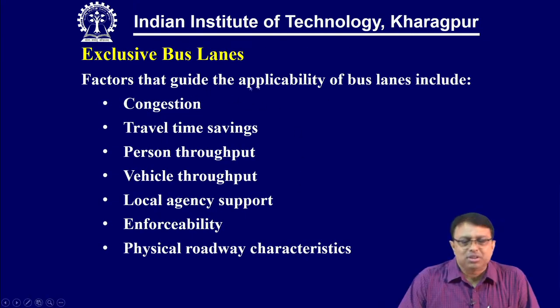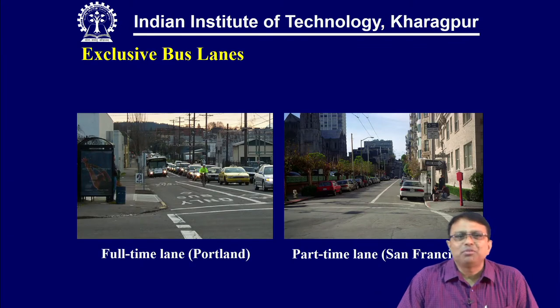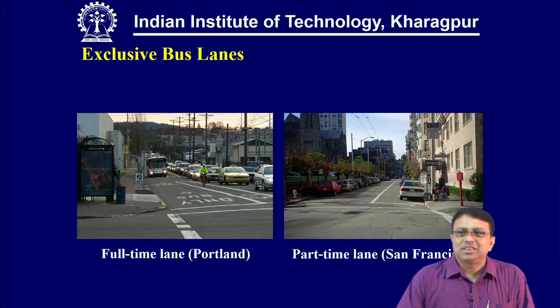For exclusive bus lanes, their applicability and how beneficial they are depend on several factors. I have listed them here, right? Say congestion, travel time savings, enforceability, local agency support. All these are very, very important, because community support, government support, public acceptance are very important whenever you are going to decide on such measures. I have often seen that even most departments will say, oh, it is going on, nobody is complaining that much. Even though there is a problem, nobody complains, so it is acceptable. And if we want to change something and it is not acceptable, that is a big danger.